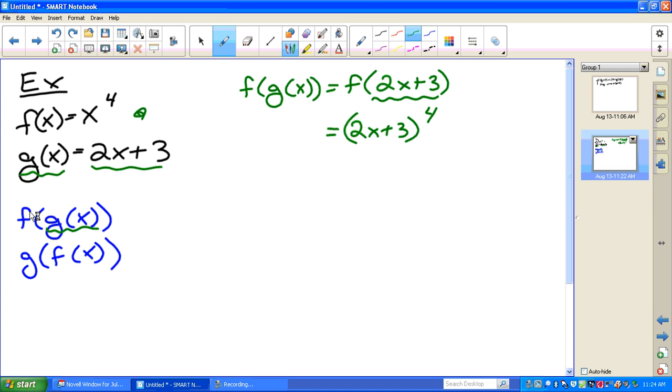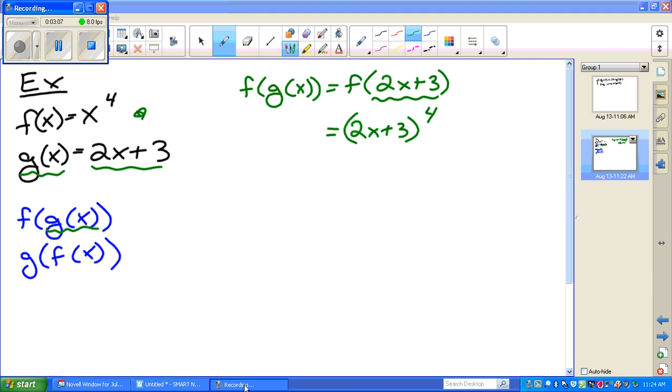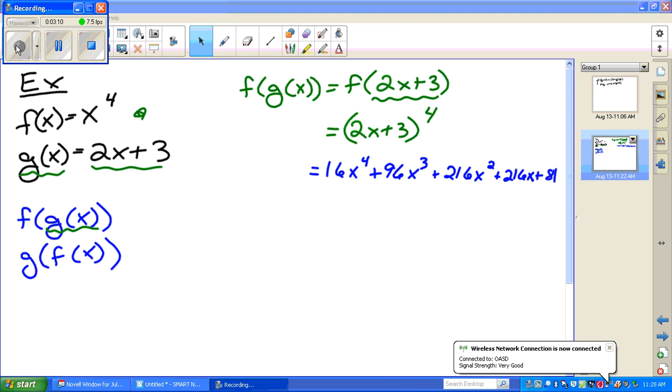And if you know the binomial formula or you remember the expansion, it definitely is much quicker. Which, if I did my math right when I expanded it, is 16x to the fourth plus 96x cubed plus 216x squared plus 216x plus 81. So that's f of g of x.